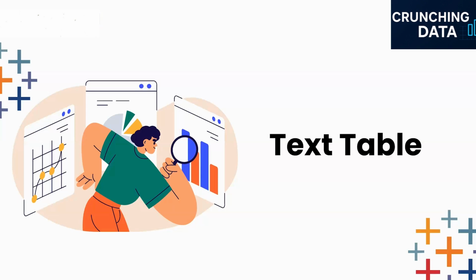It is a structured way of displaying the data where rows represent the individual records and columns represent the different attributes or dimensions of the data. This format is especially useful when you need to show the precise values or make detailed comparisons. In a text table, each cell contains a data point and the rows and columns are organized logically to facilitate easy analysis. You can use the text tables to display a wide range of information, including the sales figures, survey responses, or any data set with well-defined categories.